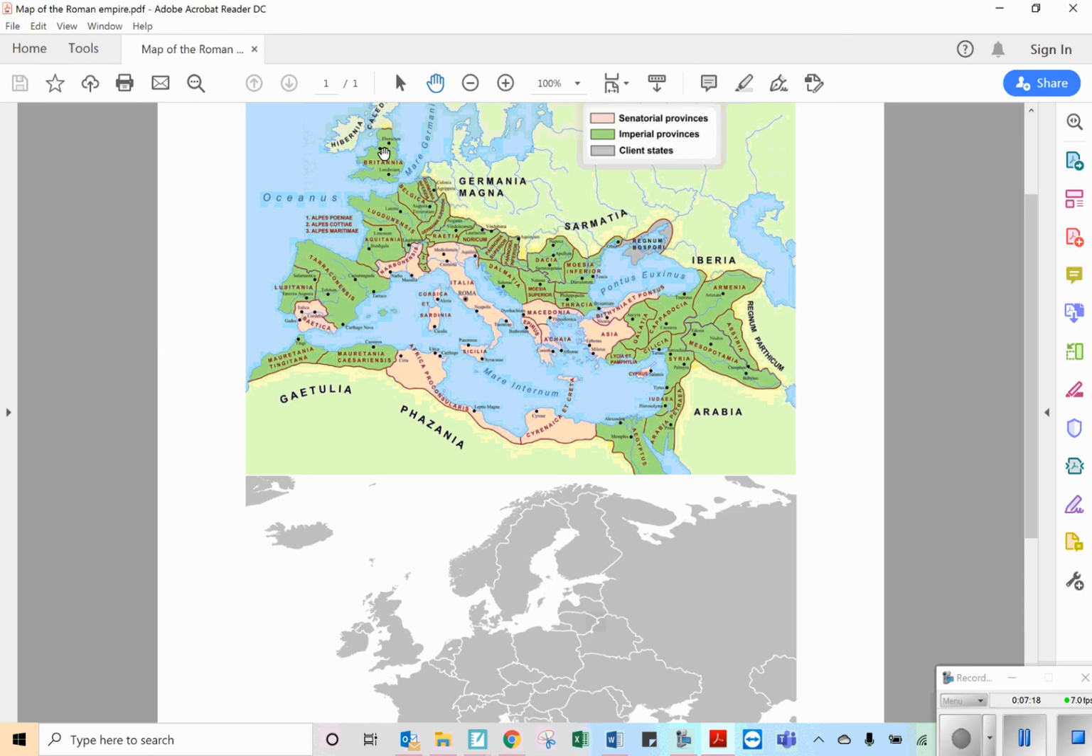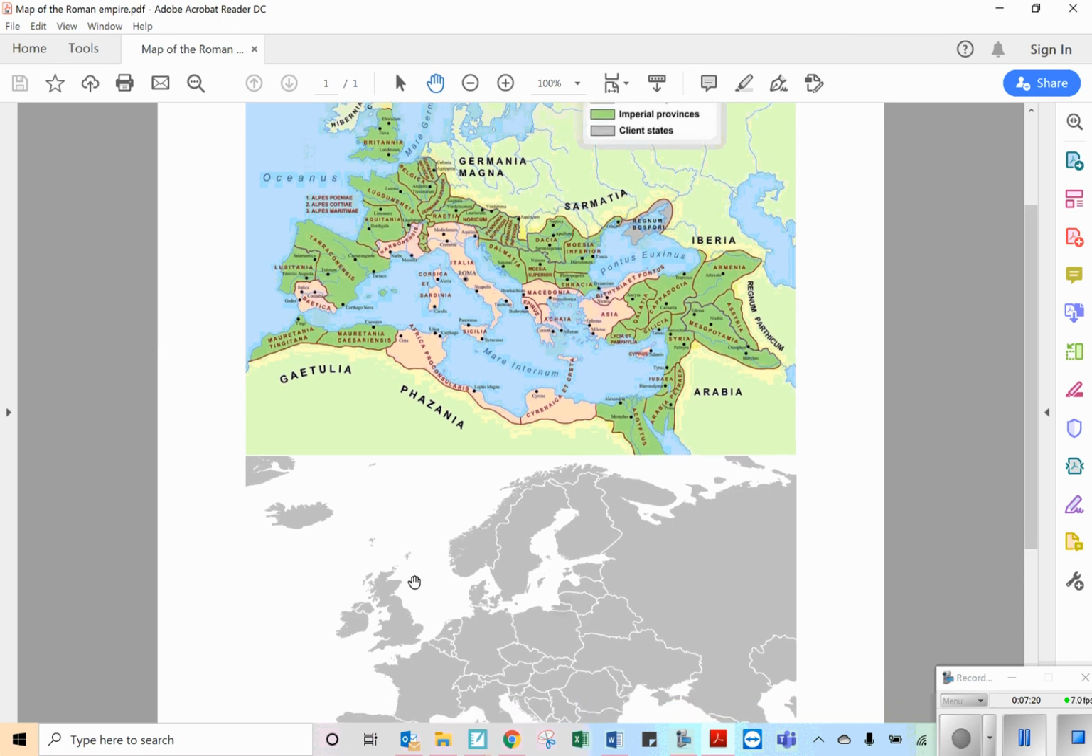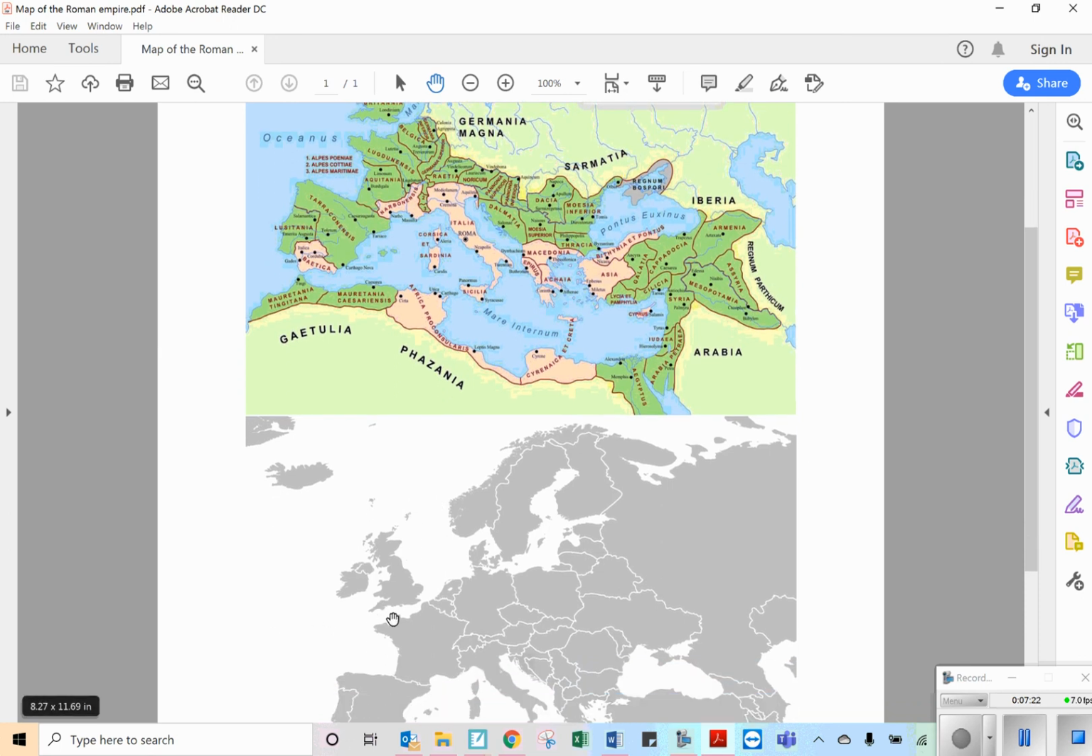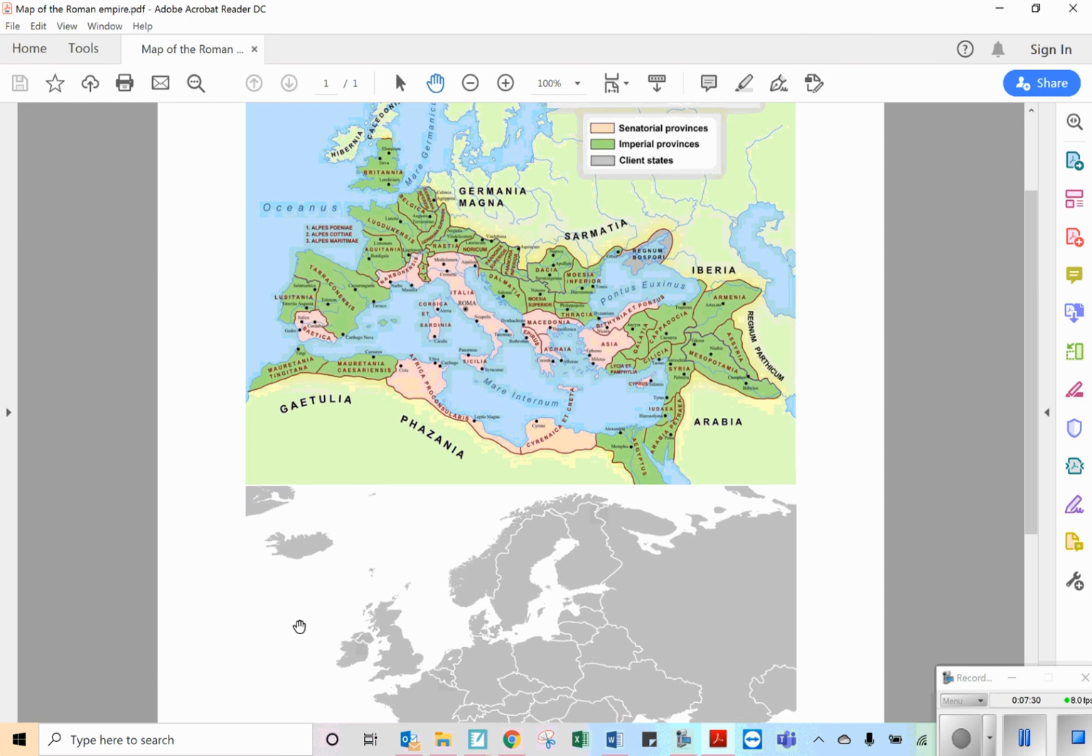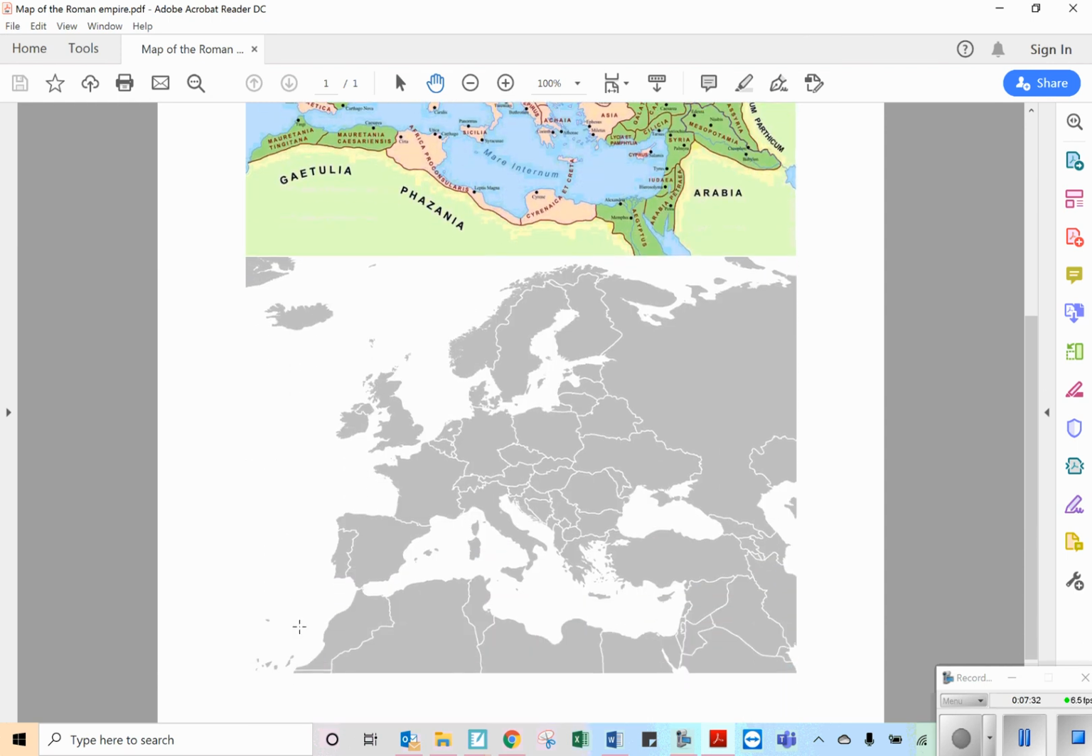So to start us off here, we've got Britannia. You can mark off there Britain, because if you have a look, it wasn't just England, it was Wales as well. And see how you get on. See if there's anything that surprises you, and see if you can link any of the ancient names with the modern names and see how close those places are.